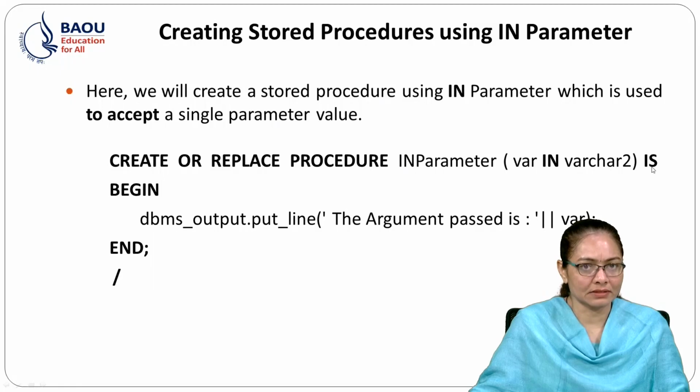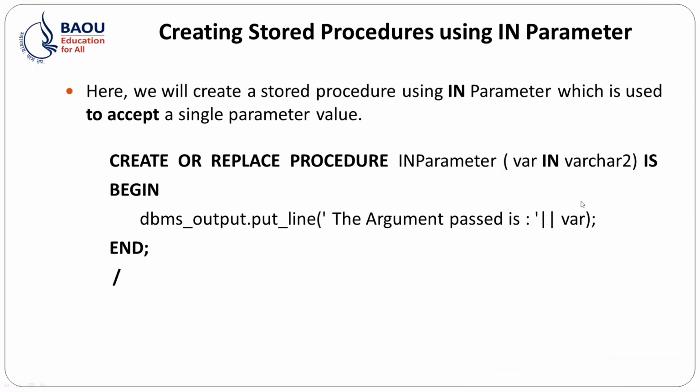And then IS. After that, you can define any variable here. But in this PL/SQL procedure, we have not declared any variable, only the parameter is there. Now BEGIN. In begin, we can display a one line statement like DBMS_OUTPUT.PUT_LINE, in the bracket, single quotation, the argument pass is, and then variable, VAR, variable name, and bracket over and semicolon.